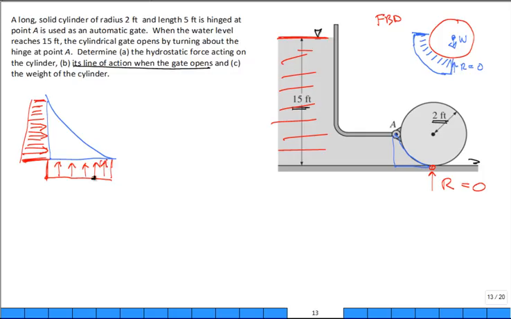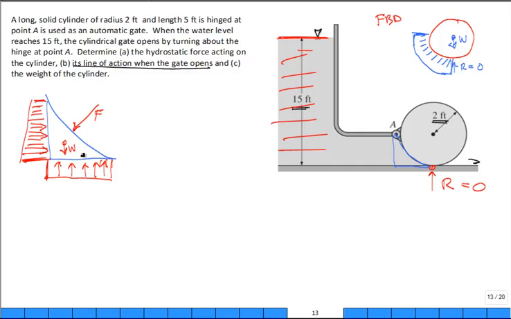True? All right. Now, do I have a weight of my fluid? Yeah. Okay. What else do I have? I have a force that the cylinder exerts on the fluid. And I need its magnitude and line of action.